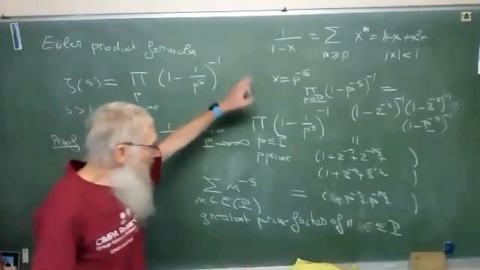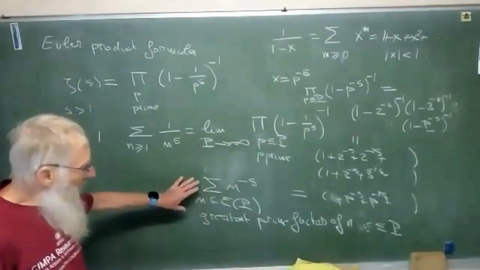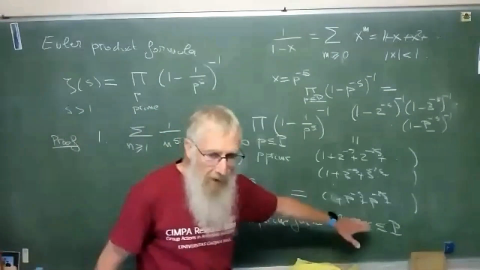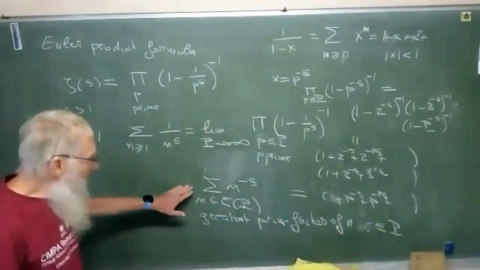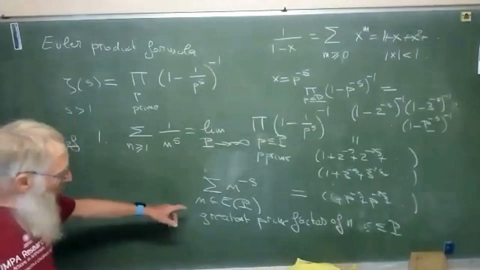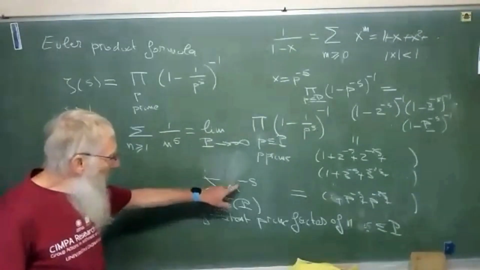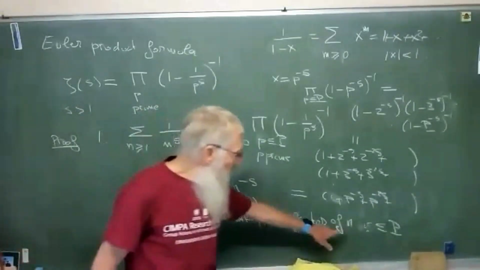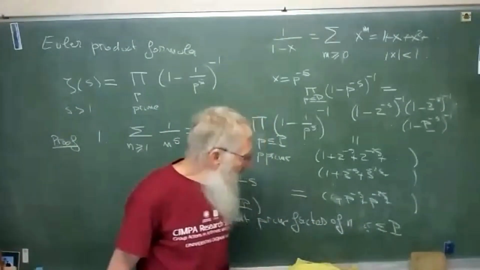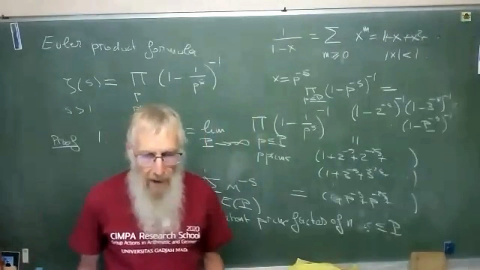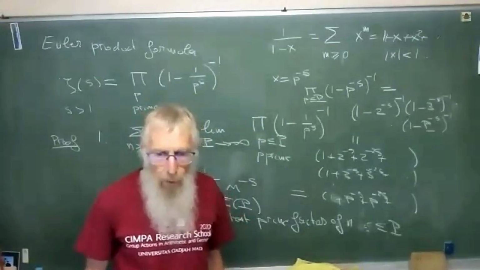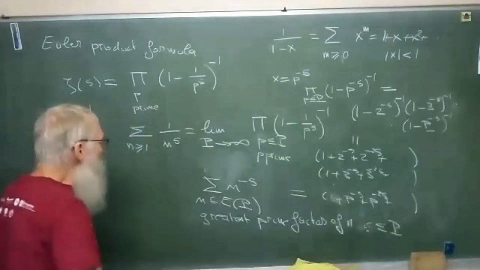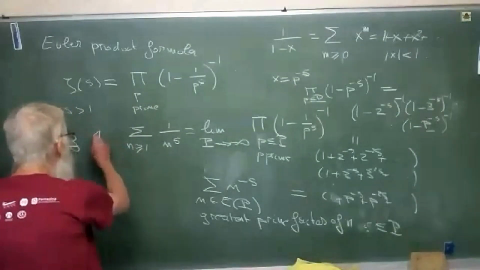Okay, so this is the finite product. And you see that when capital P tends to infinity, this series will converge to the sum for n to the minus s for all this n, because we have all the integers which have all the prime factors less than P, and this is for all P. So this is the first part of the proof.